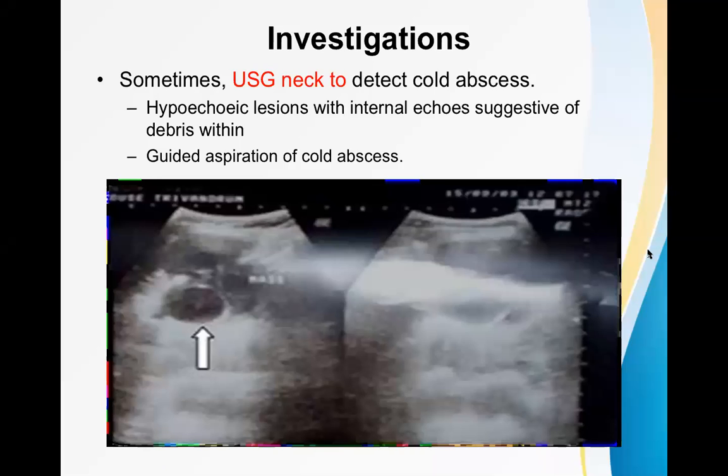Another type of investigation which is important in the diagnosis of cold abscess is ultrasound of the neck, because that is a common site for cold abscess formation. If we do ultrasound of the neck, we can see a hypoechoic lesion with internal echoes, and these internal echoes are suggestive of debris within the abscess. We can also go for guided aspiration of cold abscess and confirm it. So this is an important test, that is ultrasound of the neck.